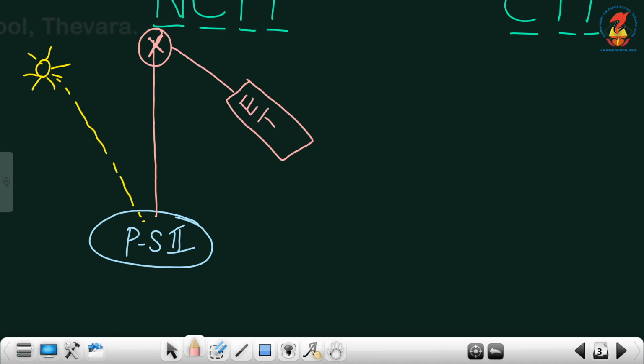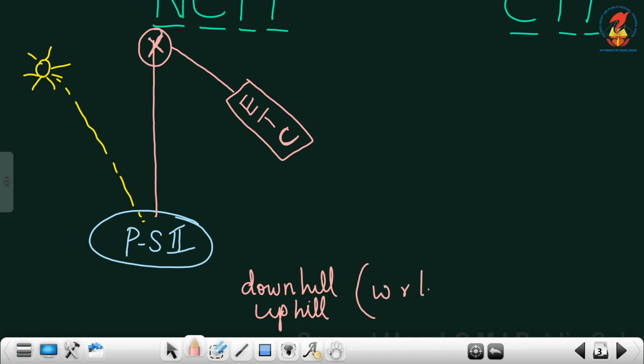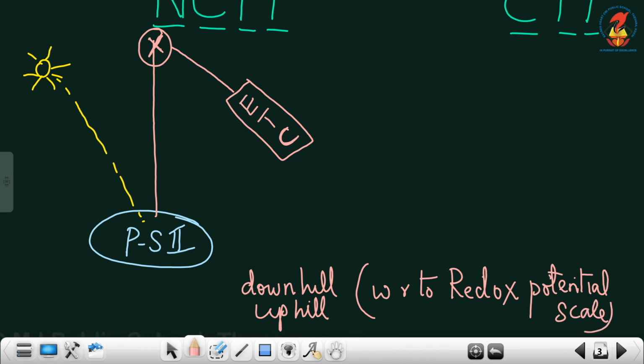The electron transport chain is a chain of cytochromes. The electron passes through the electron transport chain downhill. Now, we will be using the two terms downhill and uphill. And remember, when we are using downhill and uphill, it is with respect to the redox potential scale. The diagram itself will make you understand. Now it is moving downhill through the electron transport chain to the next photosystem, that is PS1.